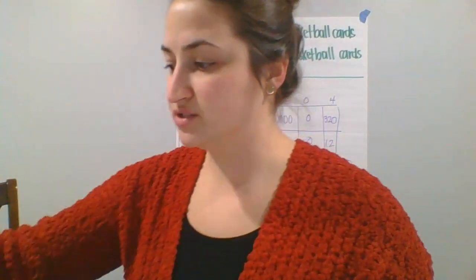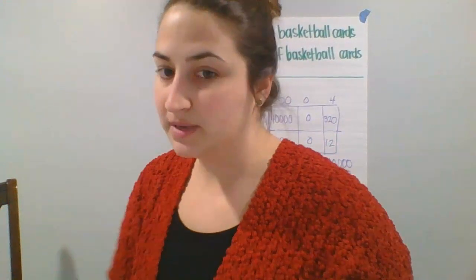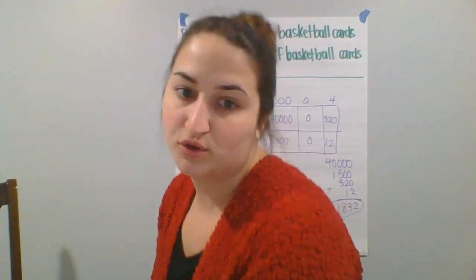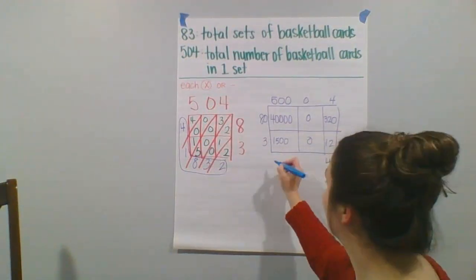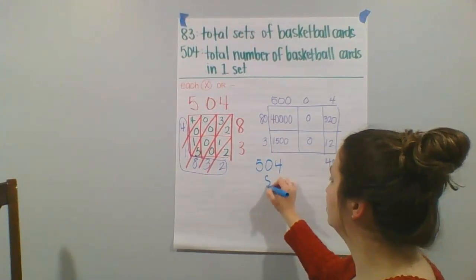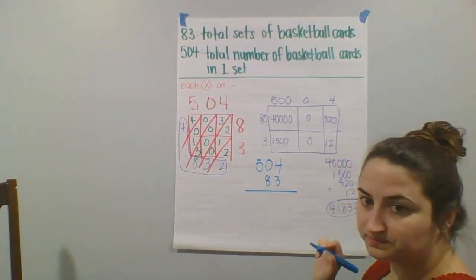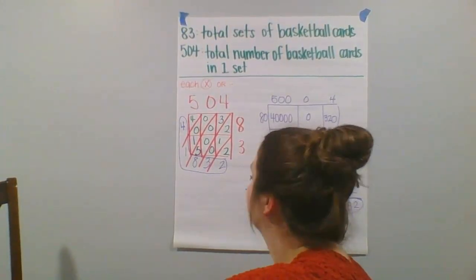The strategy that I'm going to use is going to be the standard algorithm, which is going to be a little bit more challenging and have quite a few more steps. So starting with 504 on the top, and we're going to multiply it by 83. So I'll do each step in a different color.